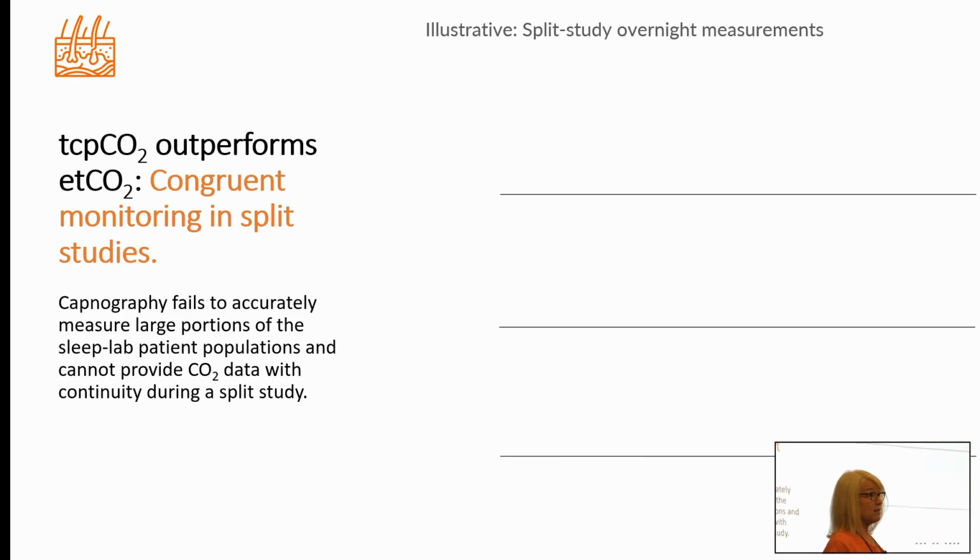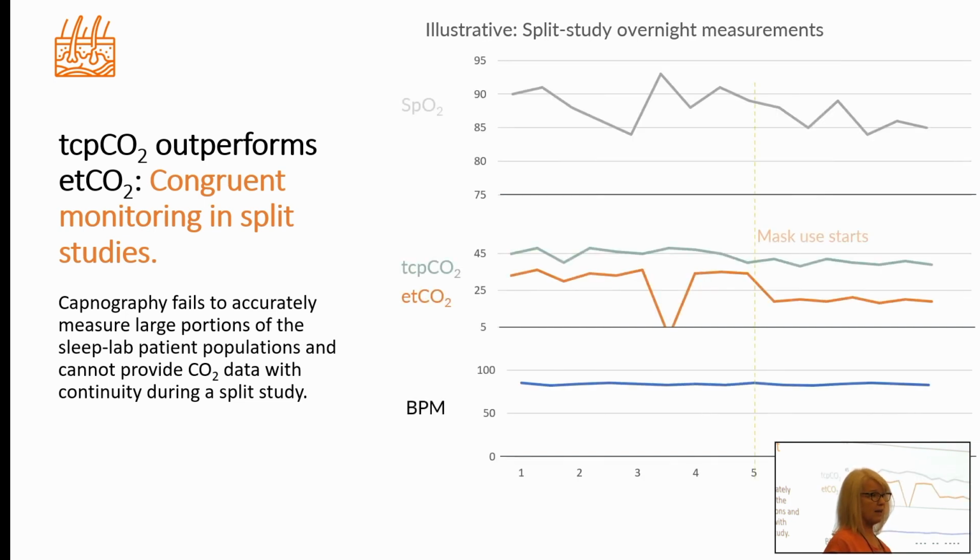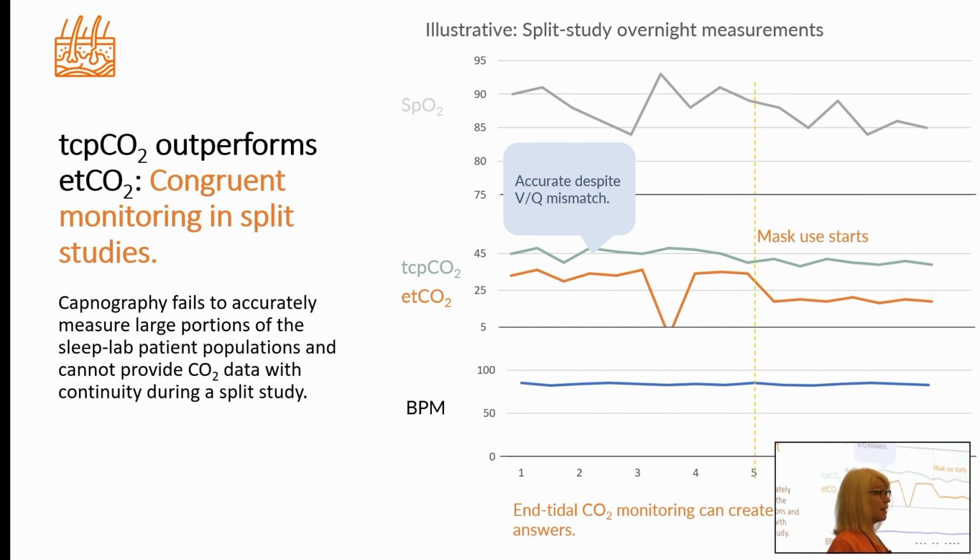Okay, let's look at the issue of data congruence and continuity in those split night studies. Here we've got, again, that illustrative example of a split night study, and I've just added the transcutaneous CO2 line, which is the green line above that orange end-tidal line. Now the first thing we notice is that the CO2 line is a little bit higher. It's not underestimating any VQ mismatch. We don't see that sharp dip that came from when the monitoring device got dislodged in our end-tidal patient.